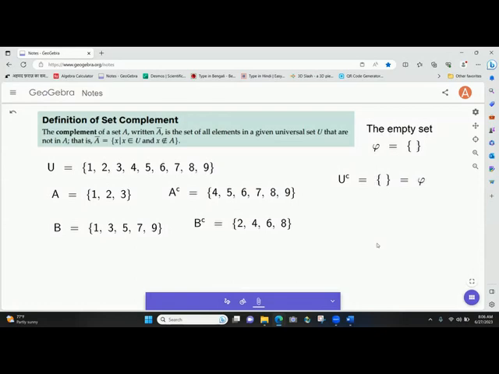Empty set has nothing in it. Empty set has a cardinality of 0 because it has no members. It's just an empty set. And empty sets and universal sets go hand in hand, and complements and the empty set also kind of are related.